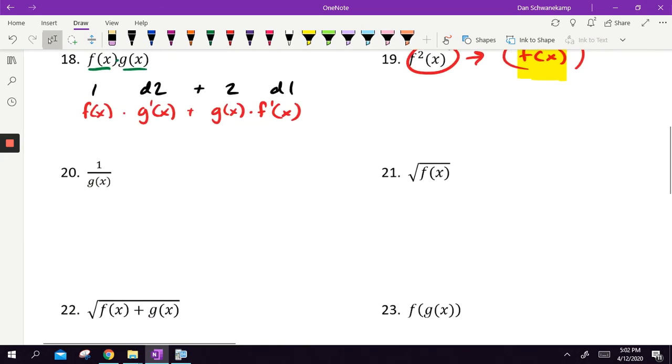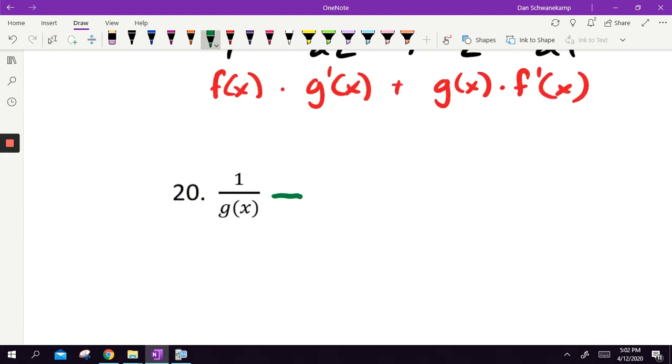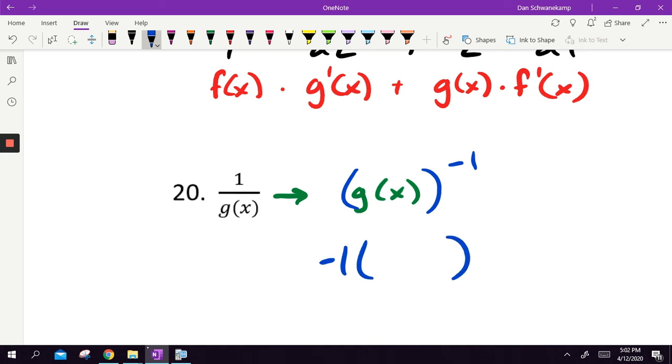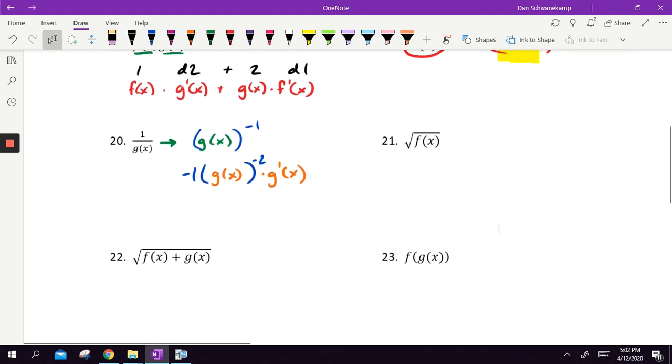The one that normally throws students off the most is 20. 1 over g of x. That is the same thing as g of x to the negative 1 power. So if I were to take the derivative of that, I'd write negative 1 in front. I'd subtract 1 from my exponent, it would be negative 2. I'd rewrite the inside times the derivative of the inside. That's the derivative. And then I could plug in 3 and use my table. But just be careful there. Rewriting is always going to help us out.